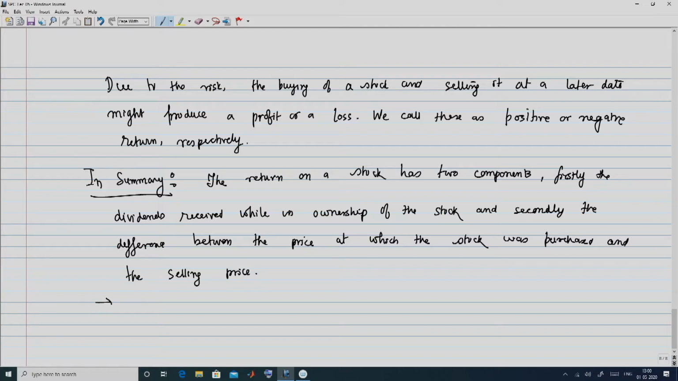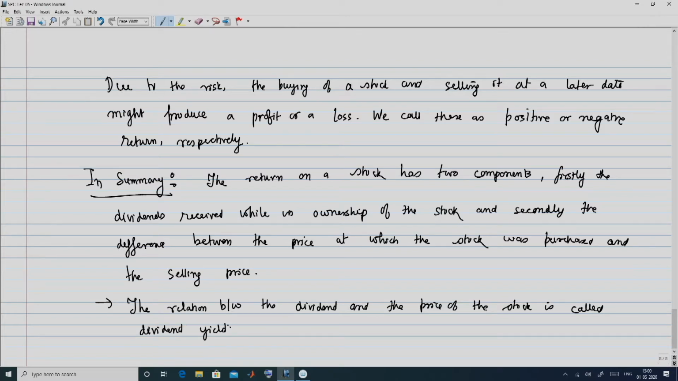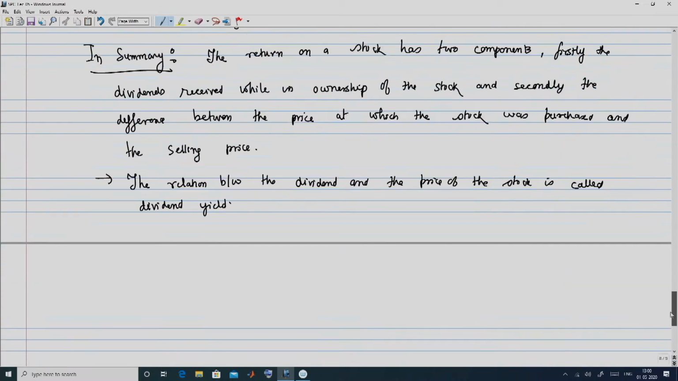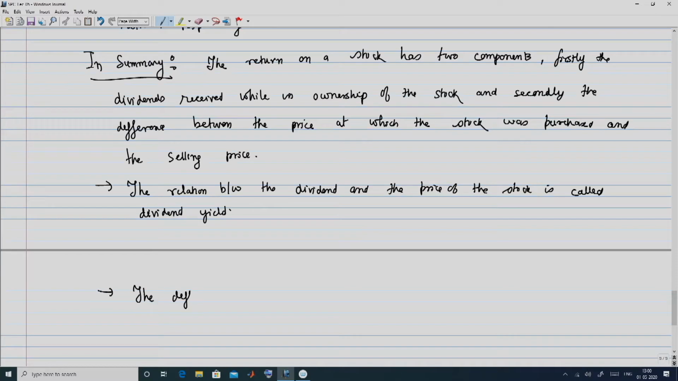So, the relation between the dividend and the price of the stock is called dividend yield, and secondly, the difference between the selling price and the initial price at which it was purchased is called capital gain or capital loss.